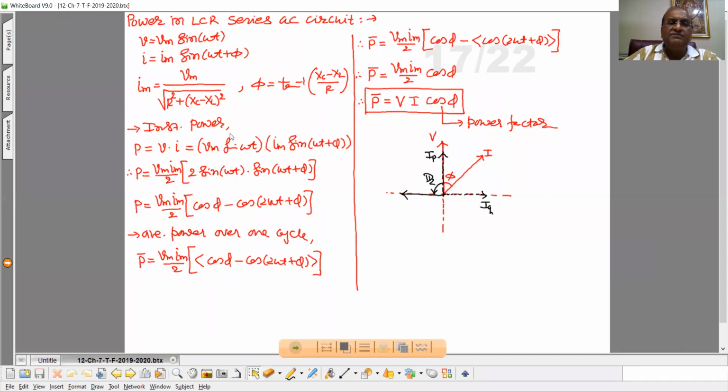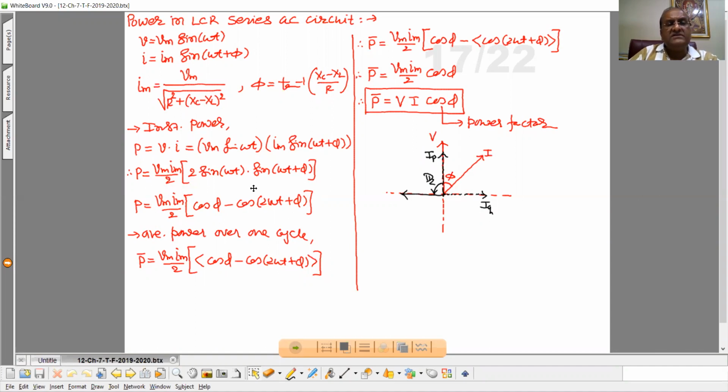So instantaneous power, that we can write V into I. Here voltage is also instantaneous, current is also instantaneous. So we can write V into I, that is instantaneous power. So V is Vm sine omega t, I is Im sine (omega t plus phi). Now here multiply and divide by 2. So we can write Vm Im by 2 into 2 sine omega t sine (omega t plus phi).